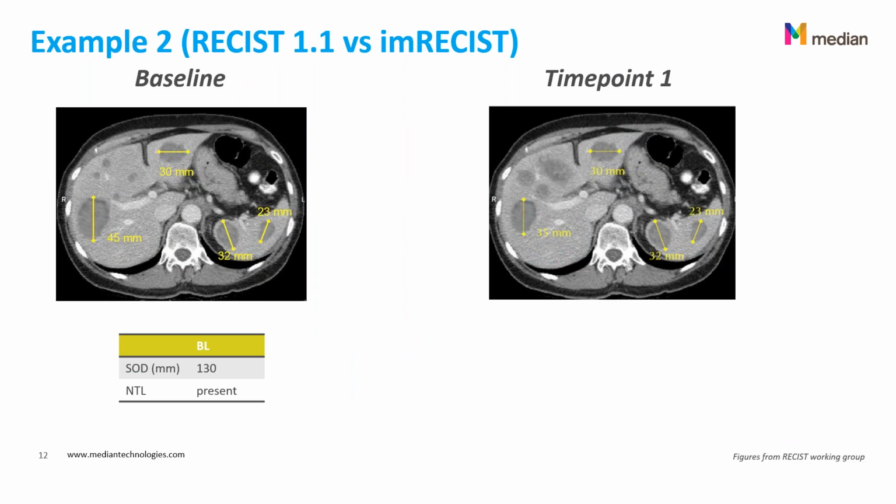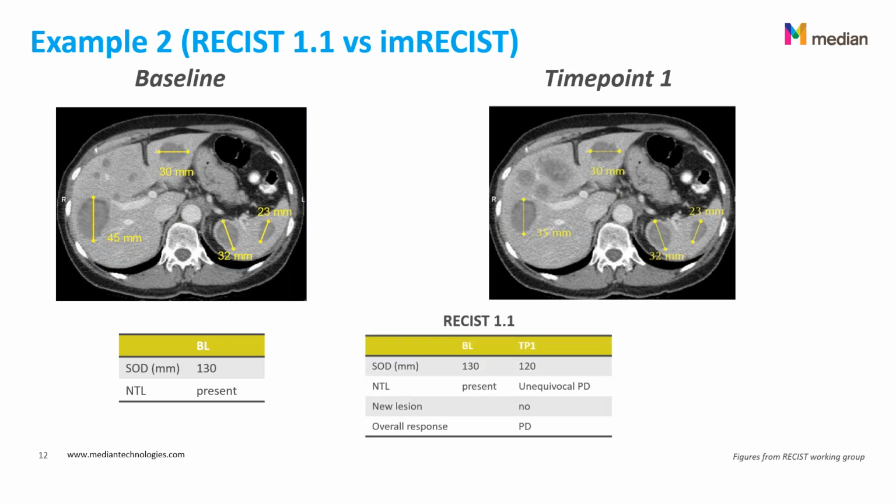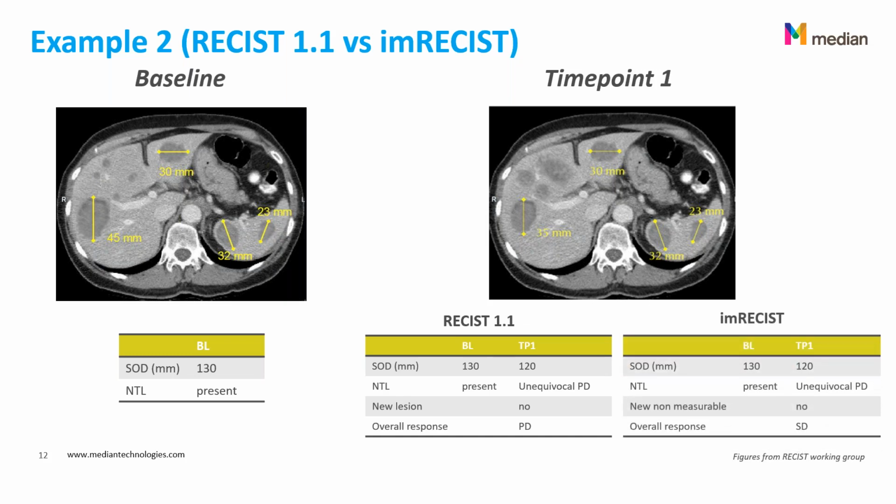Another example, the same thing, the baseline SOD is 130. And we can see non-target lesion and equivocal progression lead to overall response of PD for RECIST 1.1, while it still remains SD for IMRECIST, because non-target lesion progression has no impact on IMRECIST progression.